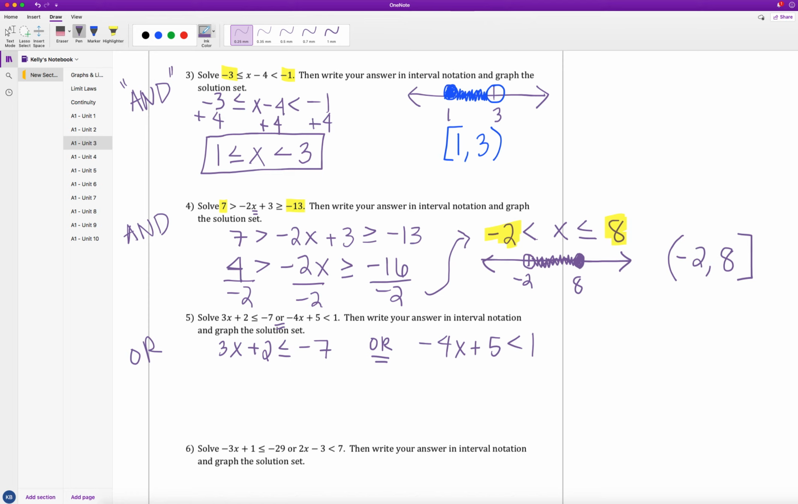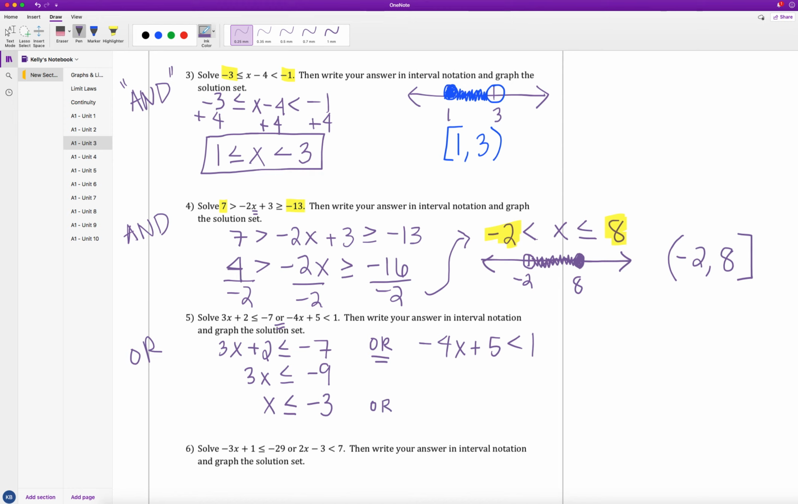So the first one says 3x + 2 is less than or equal to -7. So to solve this guy, I'm going to subtract 2. So we get 3x is less than or equal to -9. I'll divide through by 3. Because I'm dividing by a positive, my inequality sign does not flip. So I get x is less than or equal to -3.